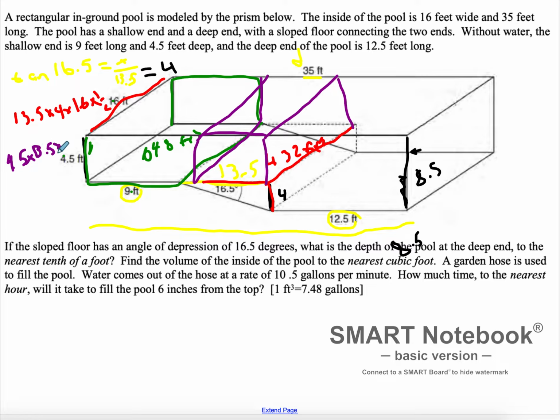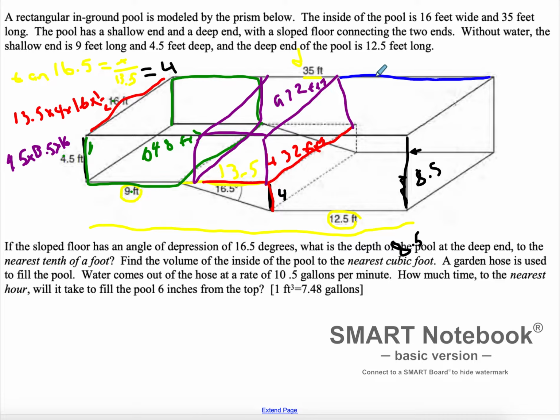13.5 for the length times 16 for the width, and that leaves you with 972. 972. So now we've got 3 areas, and this is feet cubed. 3 areas, 1, 2, 3. We need one more. It's this big area over here.